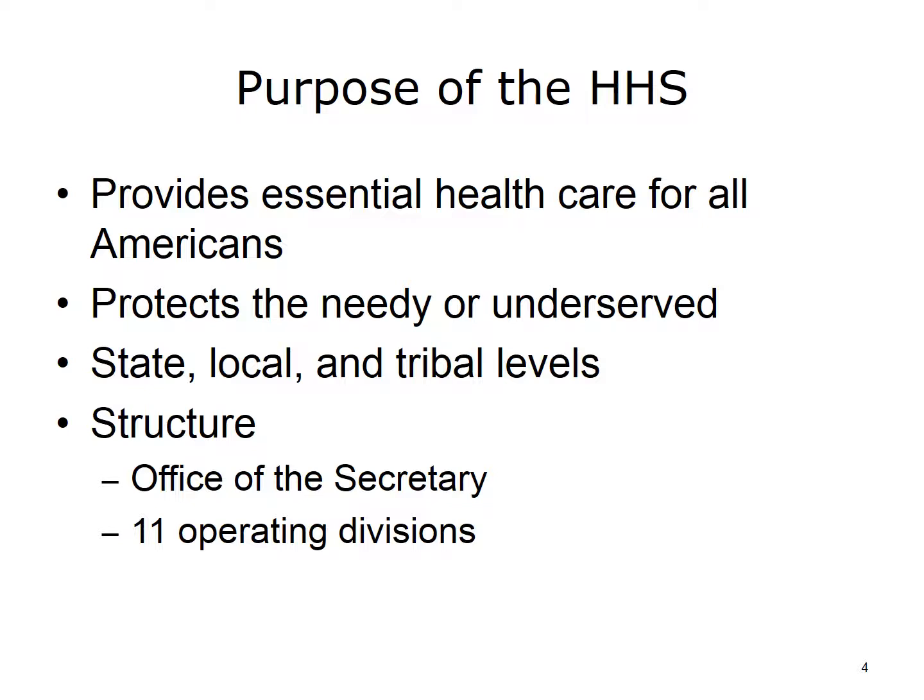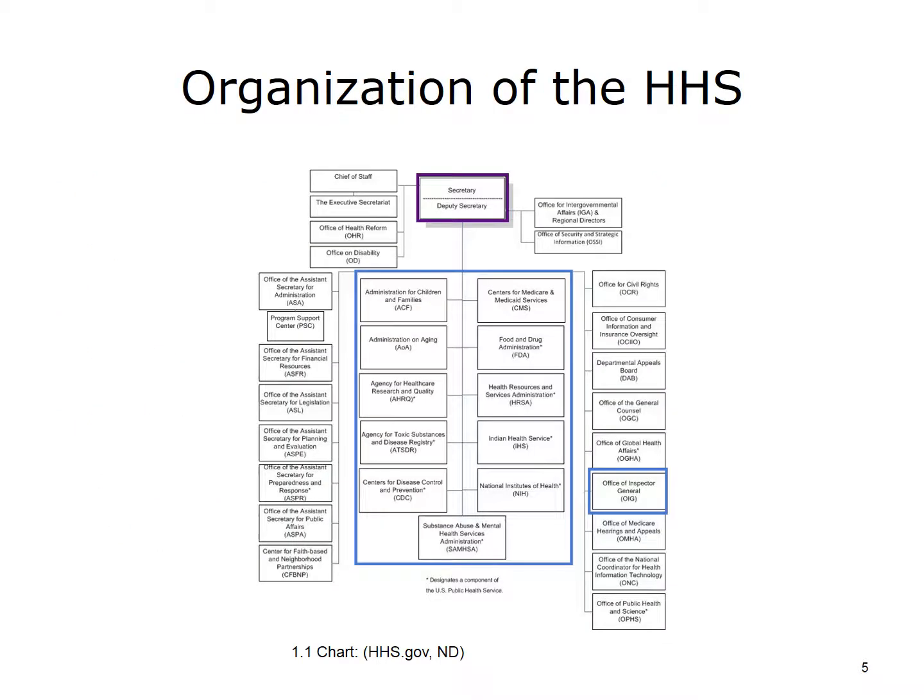The HHS is run by the Office of the Secretary and includes 11 operating divisions. As illustrated in this flowchart, the structure of the HHS is complex. At the top, outlined in purple, is the Office of the Secretary, which oversees all operations. This lecture focuses on the inner boxes, outlined in blue, which represent the 11 HHS operating divisions.